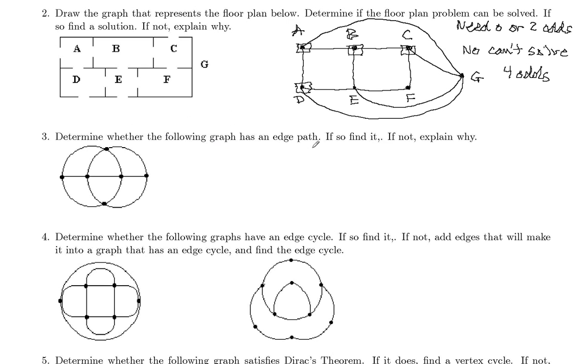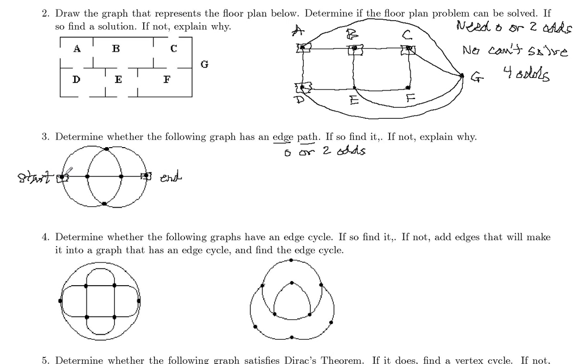Determine whether the following graph has an edge path. Okay, so again, an edge path is going to be zero or two odds. And so let's see here. We need to find our odd vertices. So let's see, one, two, three, that's an odd vertex there. That's got 4, 4, 4, and this one has 1, 2, 3. Okay, so that's 2 odd vertices. So we should be able to do this. So let's let this be our start. And let's let this guy over here be our end.